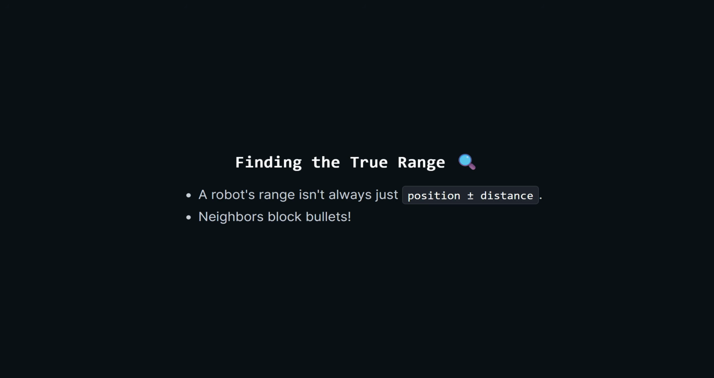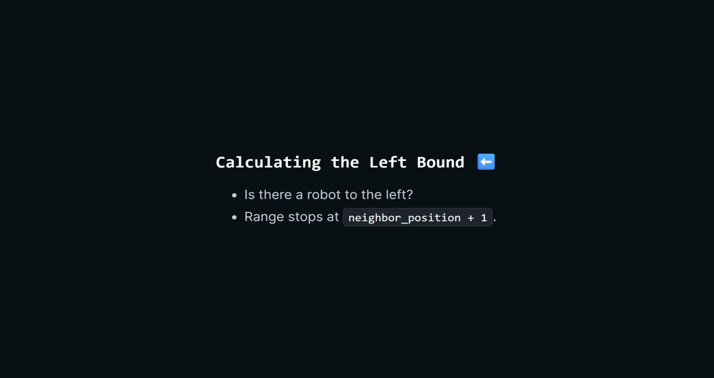Remember, a robot's bullet isn't always just its position, plus or minus its distance, because neighboring robots get in the way. When calculating how far left a robot can shoot, we have to check if there is another robot to its left. If there is, the bullet stops right in front of that neighbor. The exact same logic applies to the right. We take the minimum of its full distance, and the spot right before the next robot.